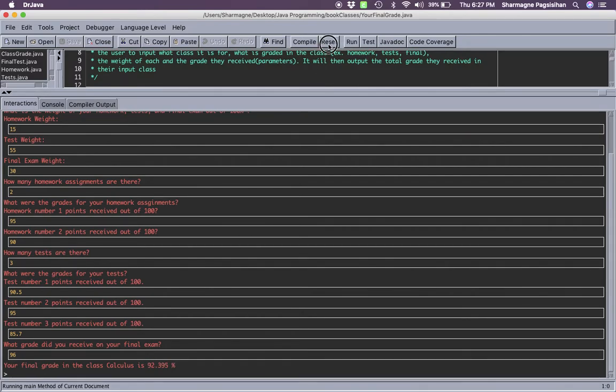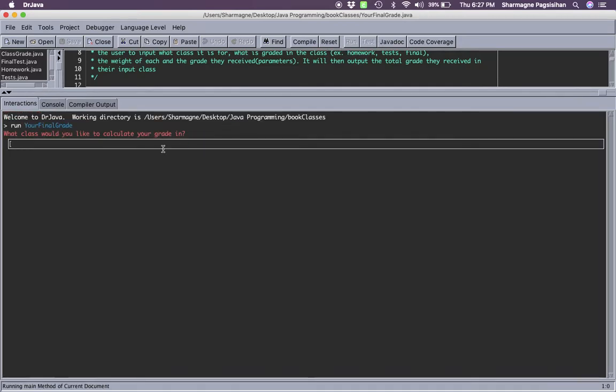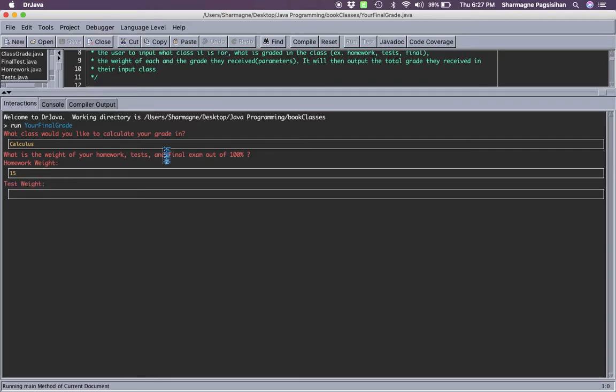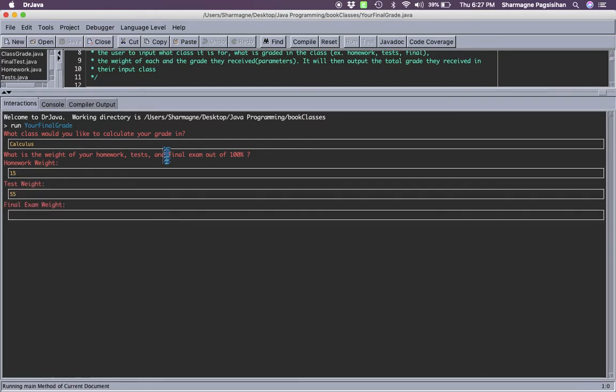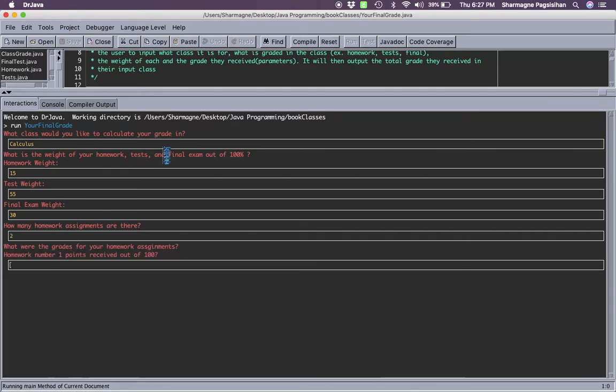Now I'm going to reset and run again and show you what happens when you input scores that are higher than 100. So again, I'm going to put in calculus for the class. Weight of the homework is 15, 55 for the test weight, and again 30 for the final exam. There were 2 homework assignments, and it's asking what were the grades for your homework assignments? Let's say I try to put in 200%.